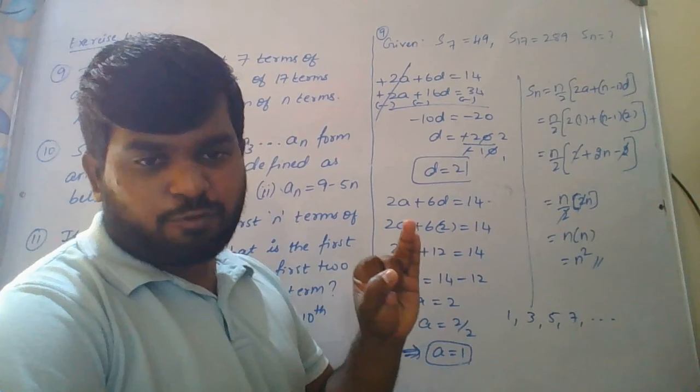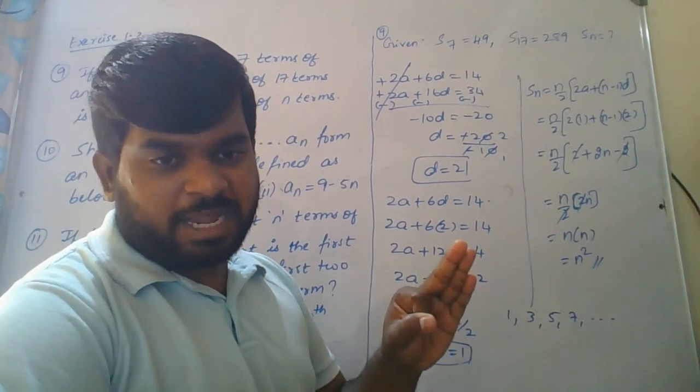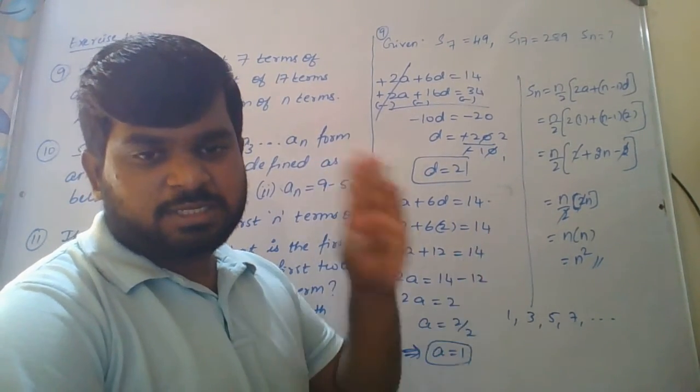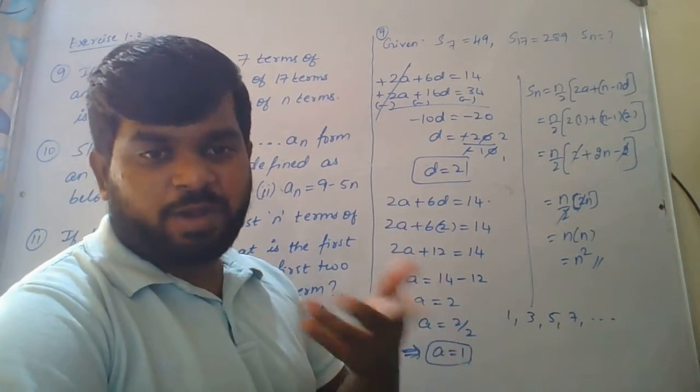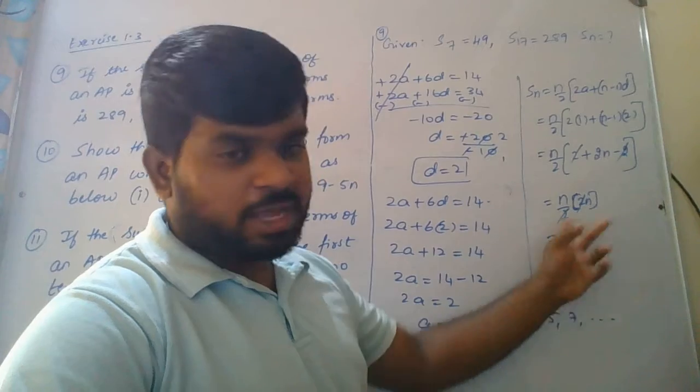You can just add it. 1 plus 3 is 4. 4 plus 5 is 9. 9 plus 7 is 16. 16 plus 9 is 25. We took 5 odd numbers, we added them, and how much did we get? 25. Instead of that, you can use this formula, n square.